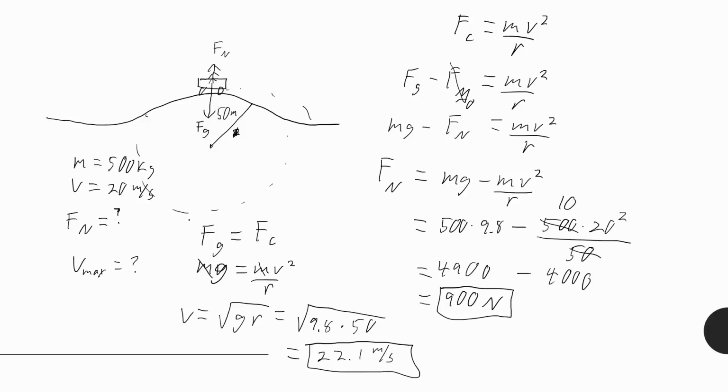So it turns out we were going pretty close to the maximum speed in the first example when we were going 20, but we could have gone a little faster and still not flown off the road.